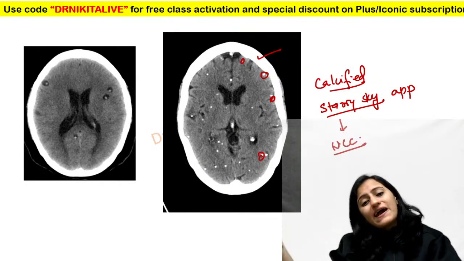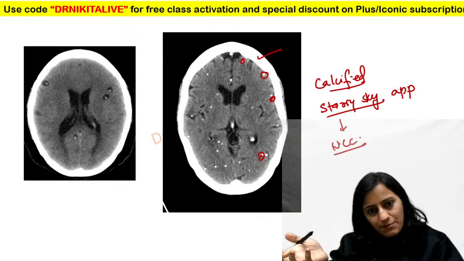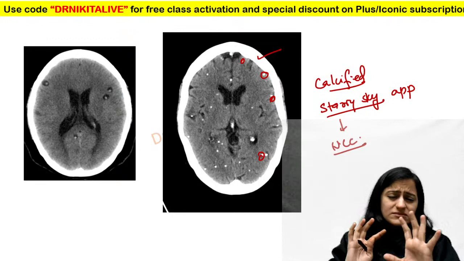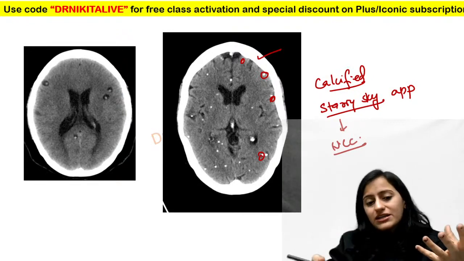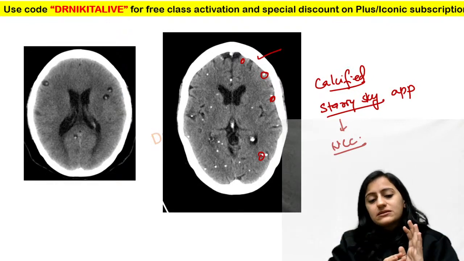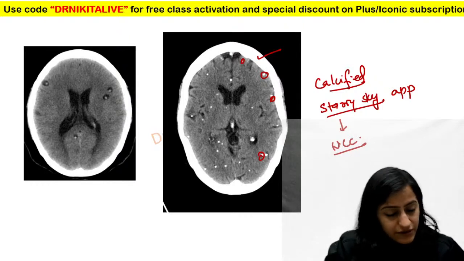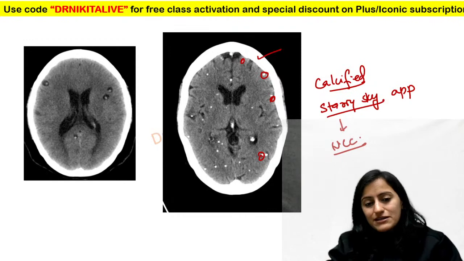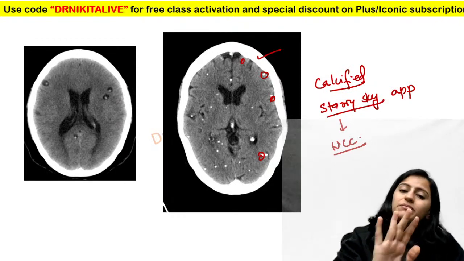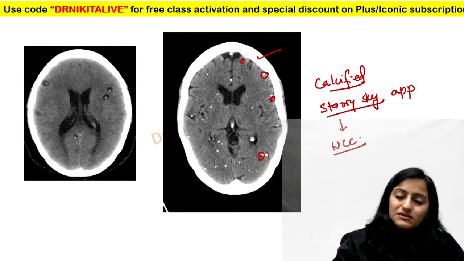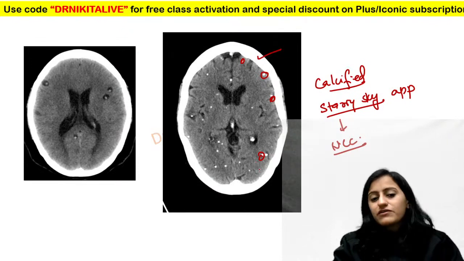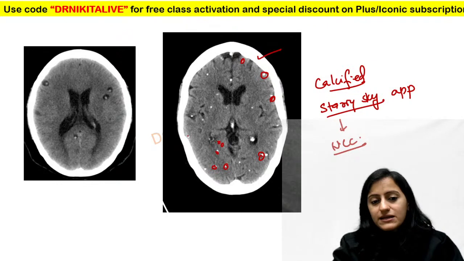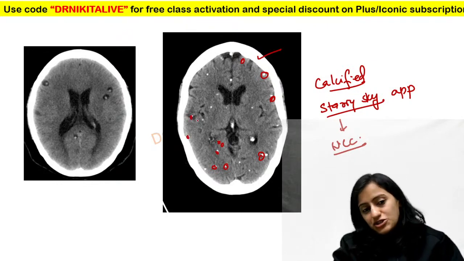We know that in the final stage, the calcification happens. When there is calcification, we know that it is healed, it is old, and we do not need to give anti-parasitic drugs like albendazole. We just need to give anti-epileptics, because Taenia solium is dead when it is calcified, right? So no need of giving anti-parasitic. So this is the starry sky appearance. You can see the multiple calcified lesions.